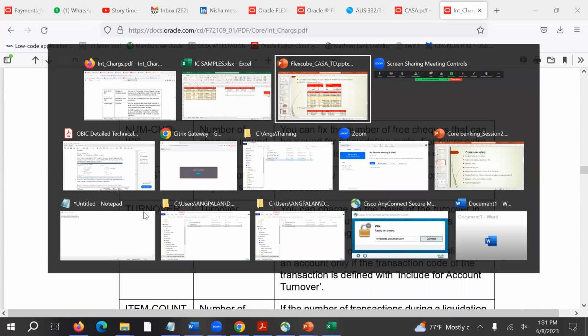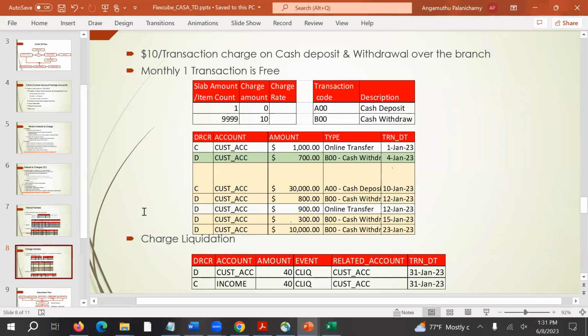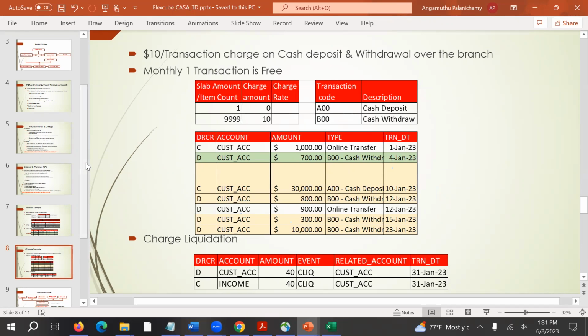Maybe in this call I cannot explain everything, but I can give you at a high level what the idea is. Okay, this is the sample I have given over here. Any doubt on the charge?